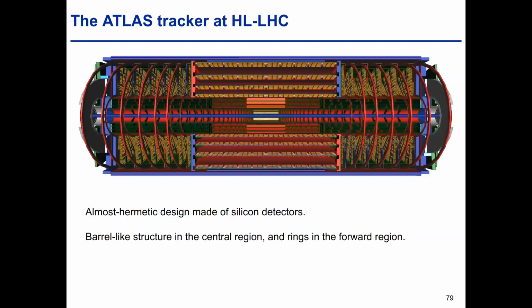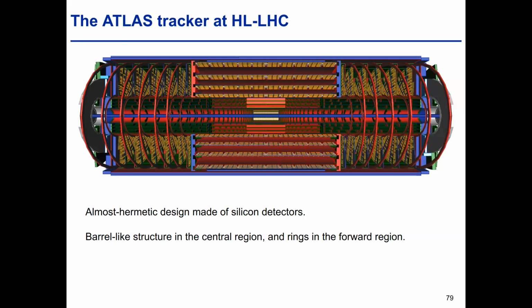Okay, so in practice, these tiny things are assembled in giant structures and in an almost hermetic design. This is a picture of how the inner tracker for the high luminosity LHC for ATLAS will look. Essentially what you can see is a central part. This is a cutout. You have a central part which is made of barrel-like structures. And then to make it hermetic, you have these sort of rings at the side.